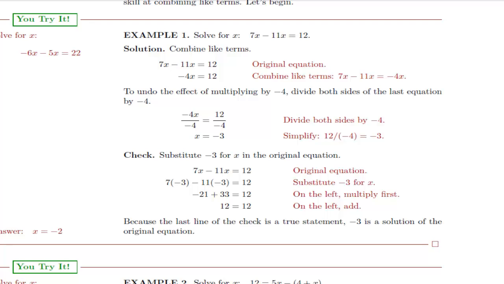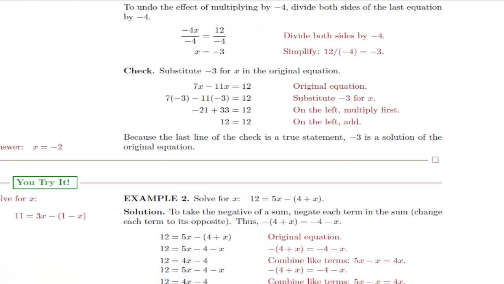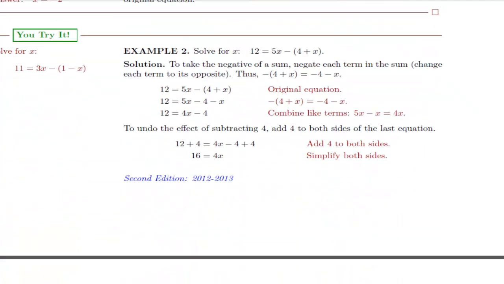We'll check this solution by substituting -3 for x in the original equation, 7x minus 11x equals 12. So letting x equal -3, we get 7 times -3 minus 11 times -3 equals 12. Then 7 times the -3 is -21, and 11 times the -3 is plus 33. And -21 plus 33 equals 12. Because the last line of the check is a true statement, 12 equals 12, -3 is a solution of the original equation.